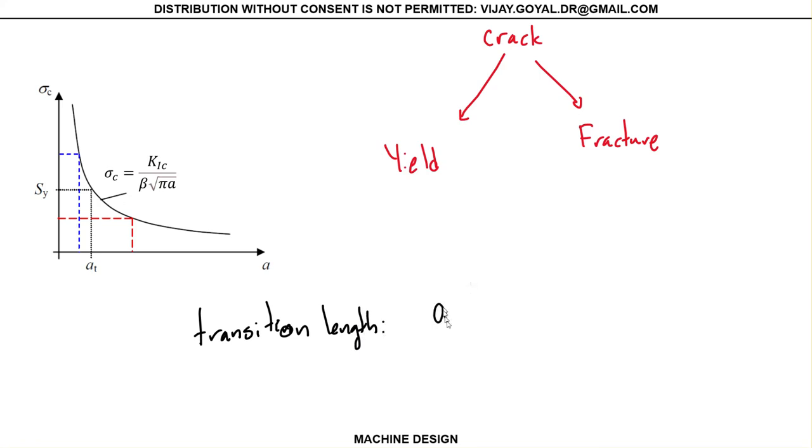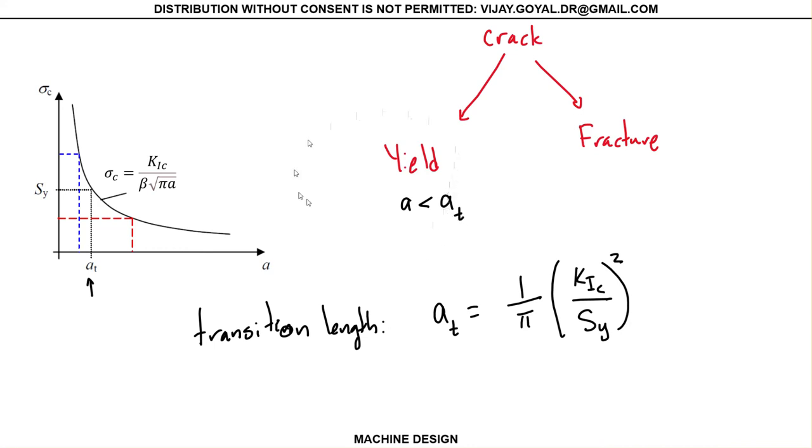Okay, and that transition length is equal to 1 over pi times K_IC divided by sigma yield, squared. Okay, this is the transition crack length right here. Okay, if your crack length is less than the transition crack length, then it's going to fail because of yielding. And you can see this, right? Look at this. Think about, I got this structure, this is my yield line. I cannot have any stress above this line.